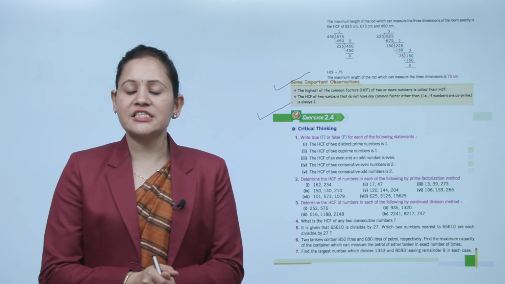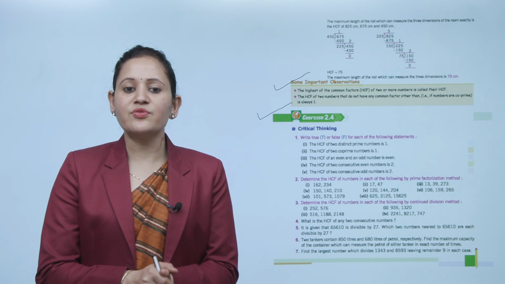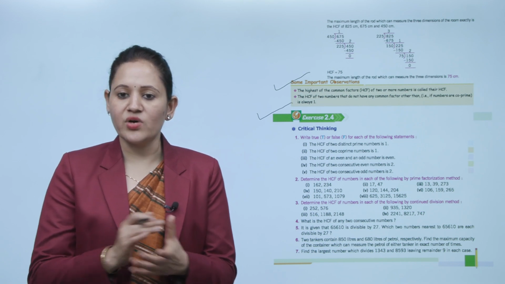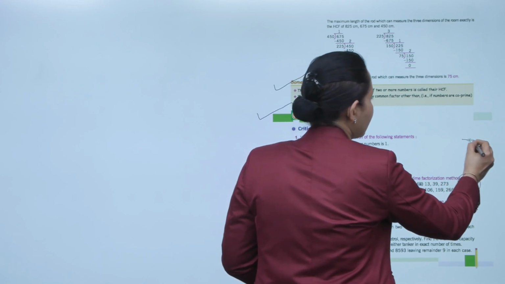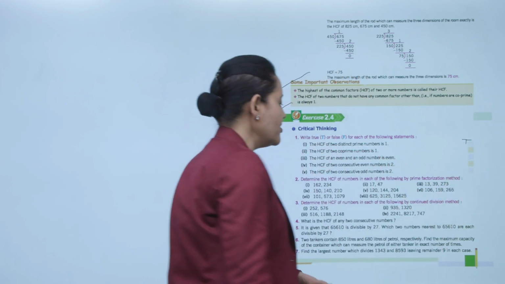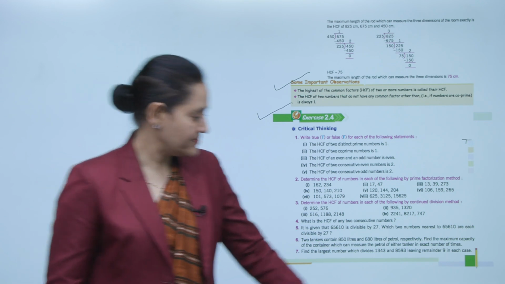Critical thinking: write T for true and F for false for each of the following statements. The HCF of 2 distinct prime numbers is 1. That is true because they do not have any common factor other than 1. Clear? Practice all the questions of this exercise.